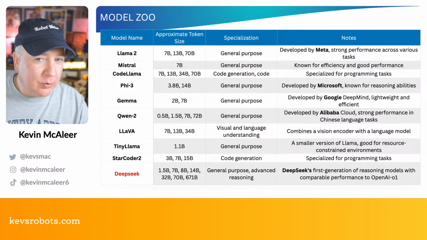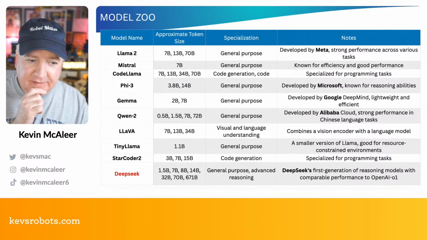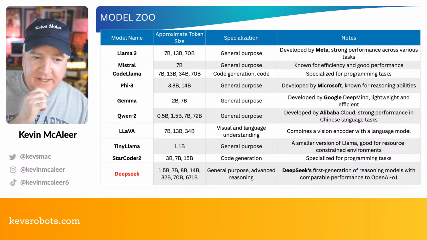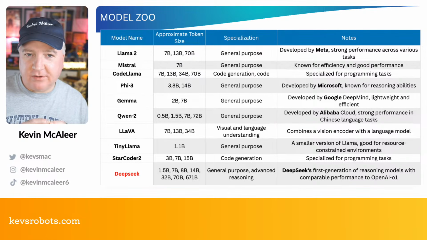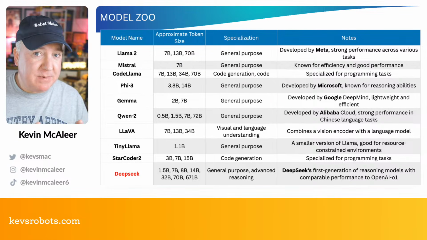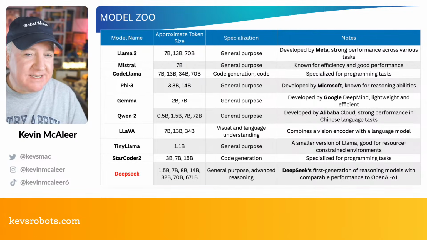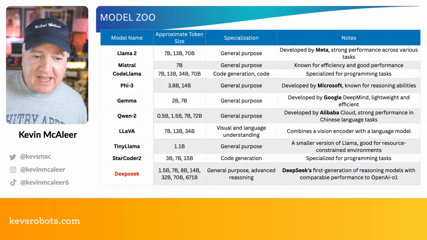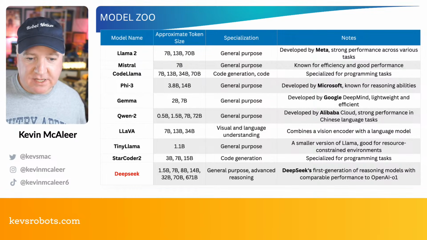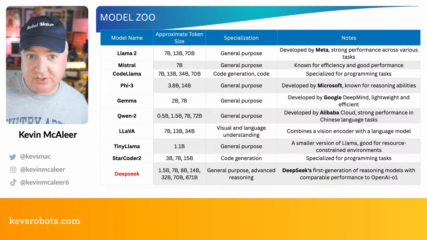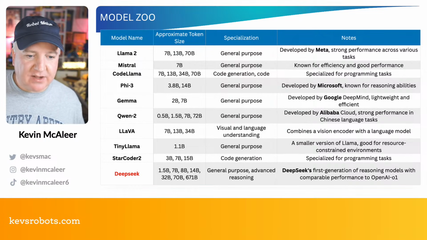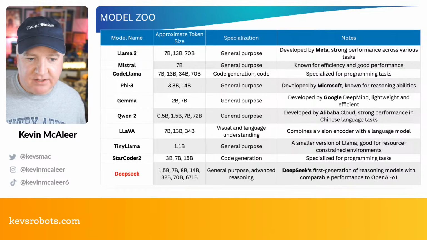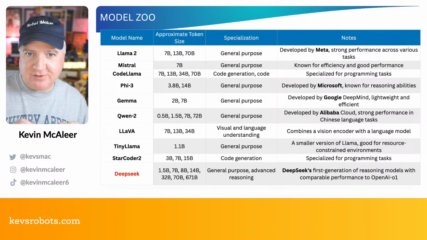Then we have Llava. Llava is really, really cool. If I can get that one to work, I'll give that a try in a second. So with Llava, you can have a model interpret what is in an image and describe in detail what it can see in that image. So it combines a visual encoder with a large language model. They've got Tiny Llama, so 1.1 billion tokens, another general purpose one, good for resource-constrained environments such as the Raspberry Pi. You've got Star Coder 2, which is a specialized code generation one.